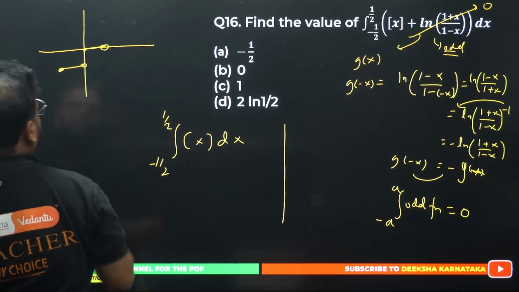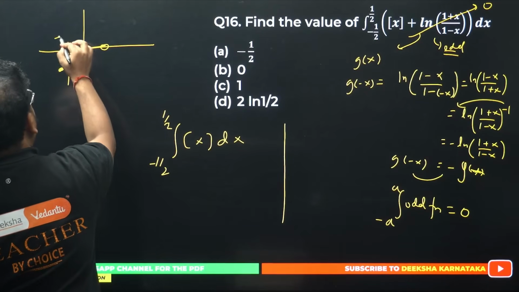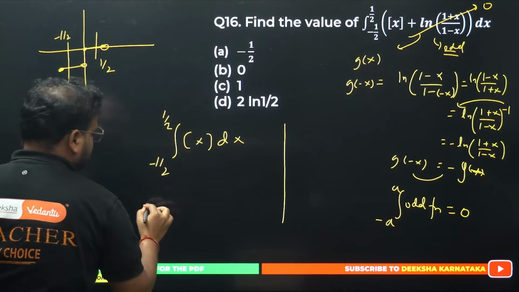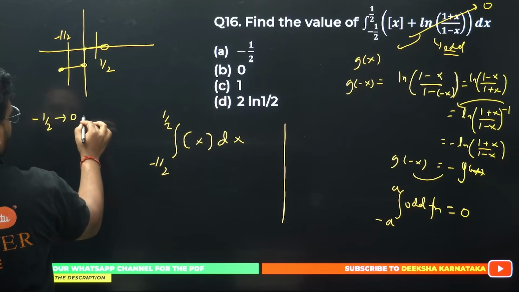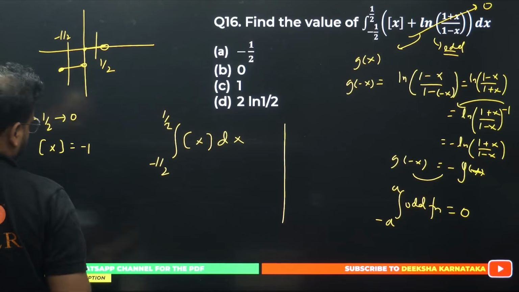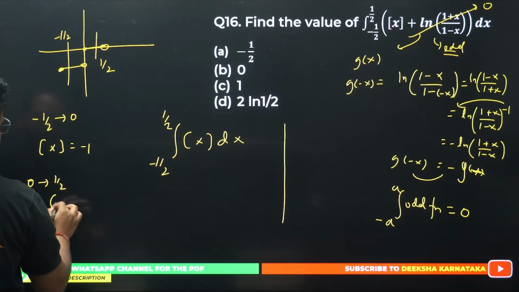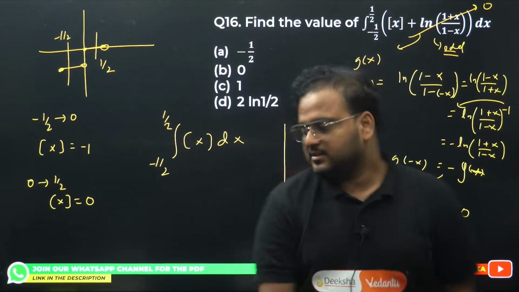Close, open. Right? Over here we have minus 1 by 2 and over here we have 1 by 2. Break this. From minus 1 by 2 to 0, this will become what? Minus 1. Okay. And from 0 to 1 by 2, this will become what? 0. That's it. Please check.